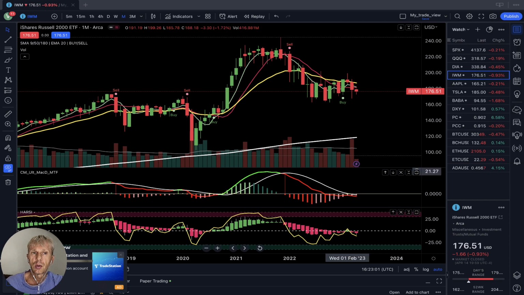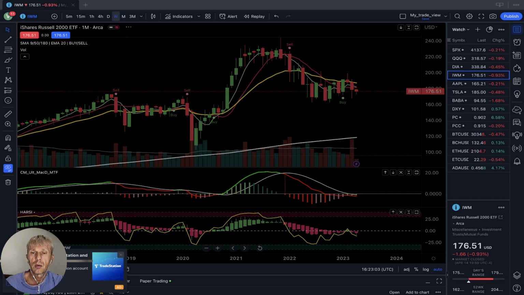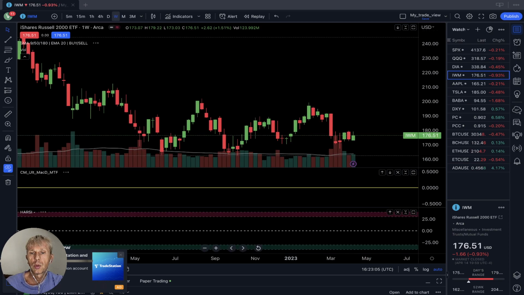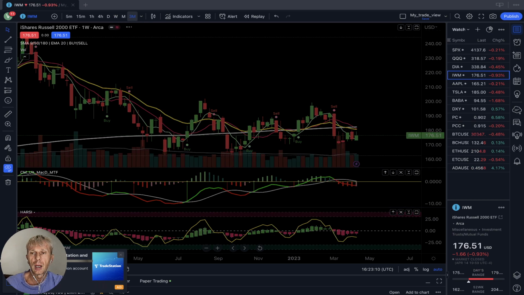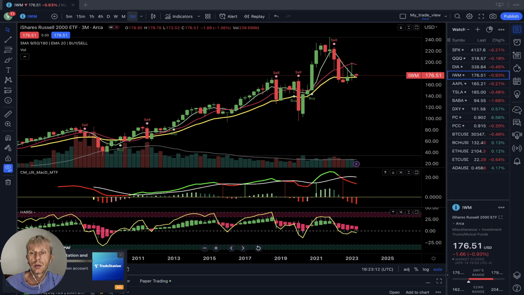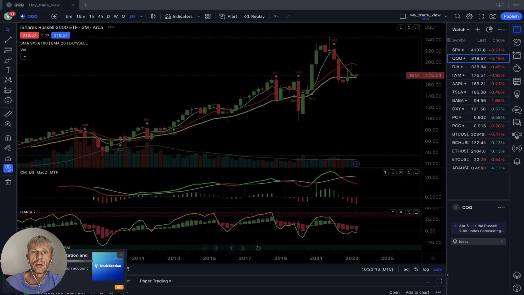Only IWM, the weakest index, it is bearish on monthly time frame. It is bearish on monthly, weekly time frame, and quarterly. IWM, the weakest index on all time frames. That's all. That's what we have.